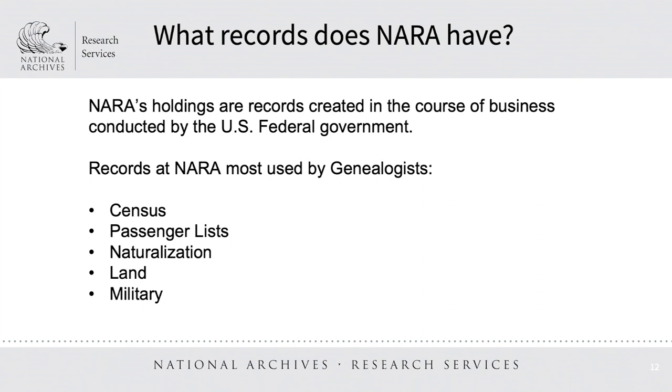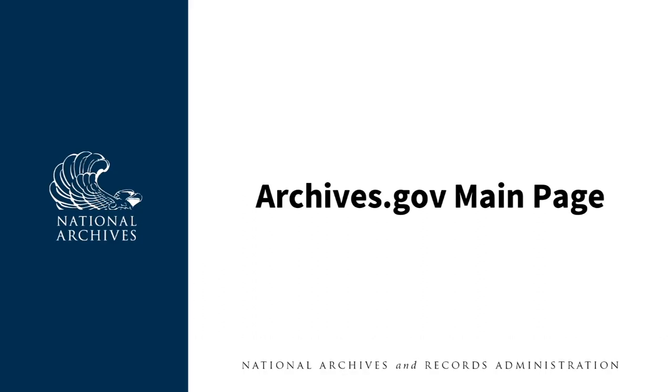just records created by or for the federal government. And as you probably know, the five most popular record types at NARA used for family history are federal census records, passenger lists of ship arrivals, naturalization records that were filed at federal offices, some land records, and military service records and pensions. Okay, so let's go into the website.